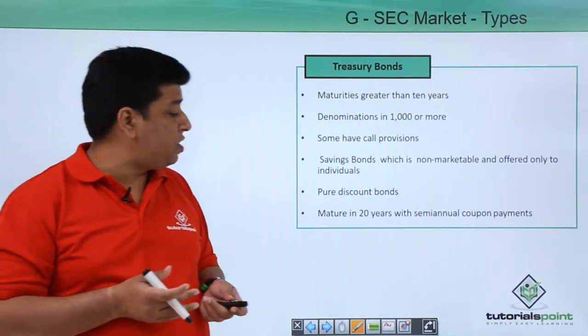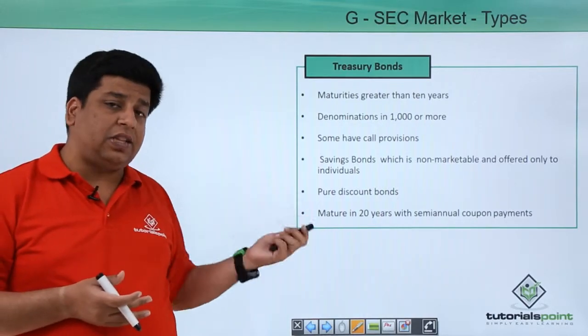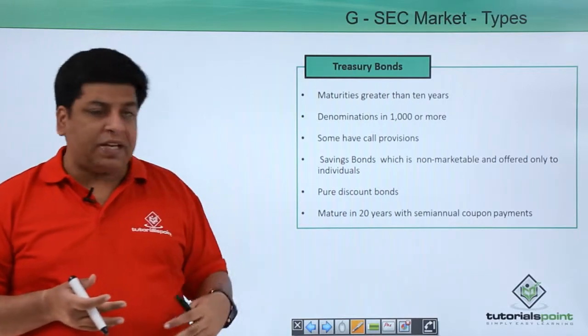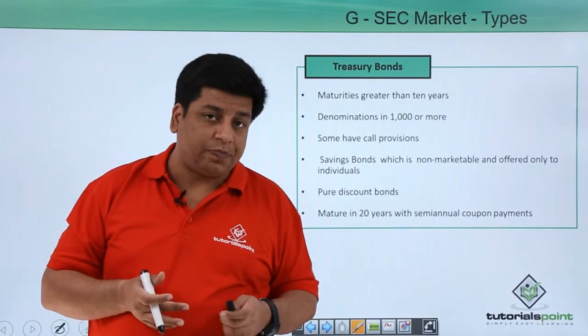So they mature in 20 years or 30 years or anything up to 30 years. Generally it is beyond 10 years, 20 years or 30 years. Semi-annual coupon payments are made.